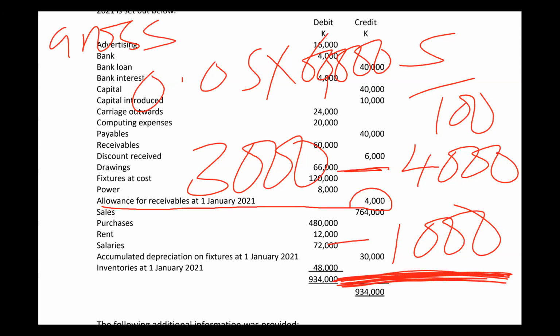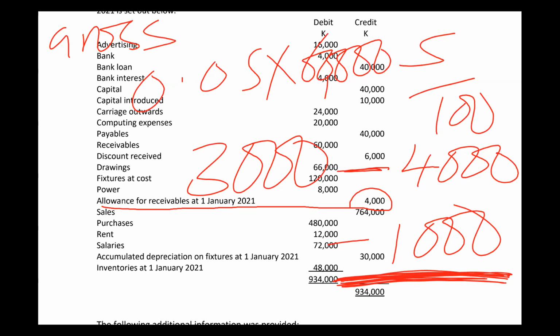Once the provision for doubtful debt or the allowance for receivables reduces, it means it's a gain to you. You record that under other incomes. You will not record the negative 1,000; you will record it as a positive value. It's an addition, so you add it. You were given a provision of 4,000 for the year, and you have only used 3,000, so you have this gain. That's how you record.